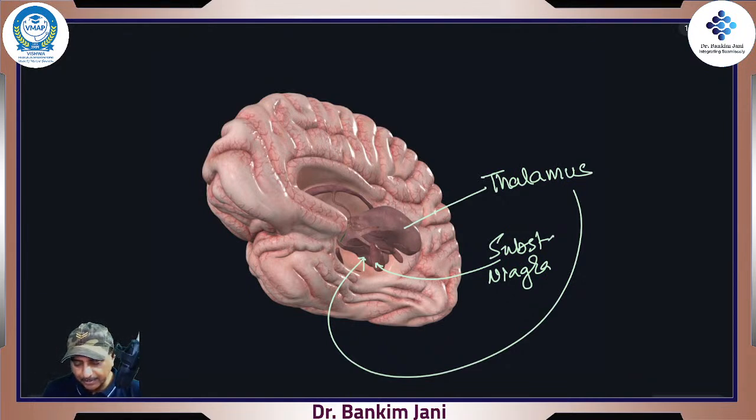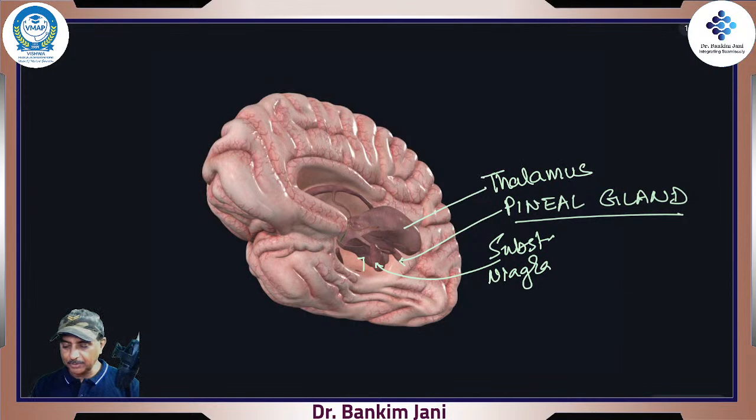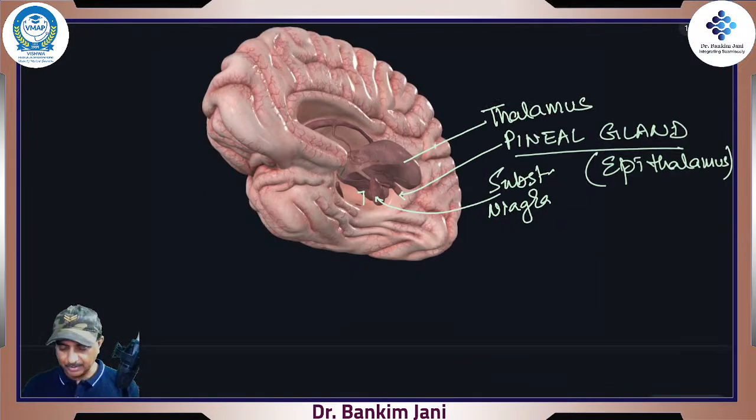This is the pineal gland. See this one. This is good, right? In the center, this one is the pineal gland. Every structure will be watched multiple times. Pineal gland, just a revision, is part of the epithalamus, correct? Another important part would be the habenular nucleus, right? It will come.